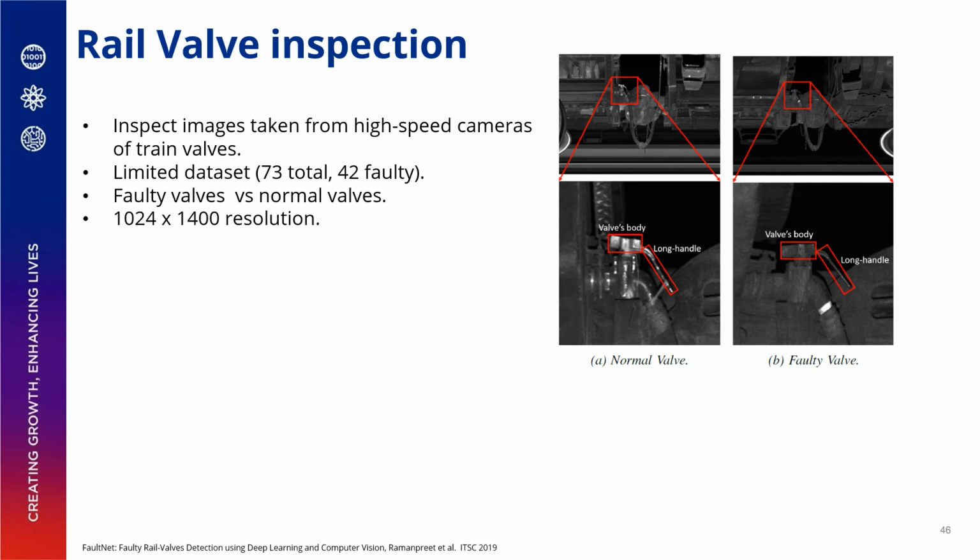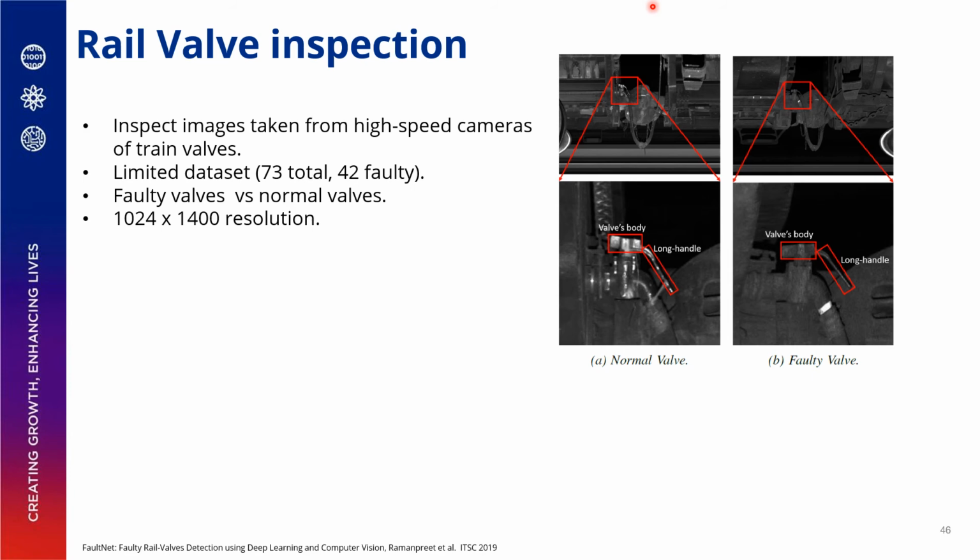The dataset was very small. We only had 73 total images, out of which 42 valves were faulty. The resolution of each image is 1024 by 1400. So now, how do you define a faulty valve versus a normal valve?